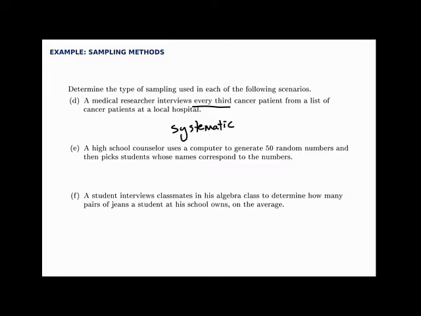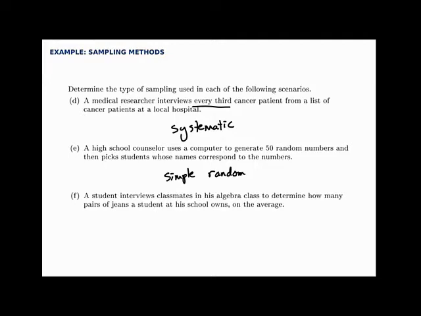The next one, a high school counselor uses a computer to generate 50 random numbers and then pick students whose names correspond to the numbers. Notice how there's no division into groups, there's no systematic process. This is the full population of students, and we just select random numbers from that full group. And that's what makes this simple random sampling. That's kind of the simplest version, where we're looking at the full population and using a random number generator to just select without any division into groups or anything else.